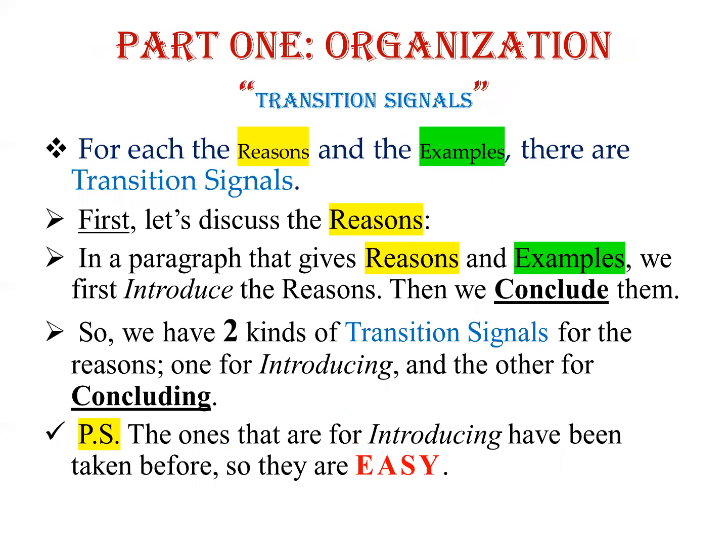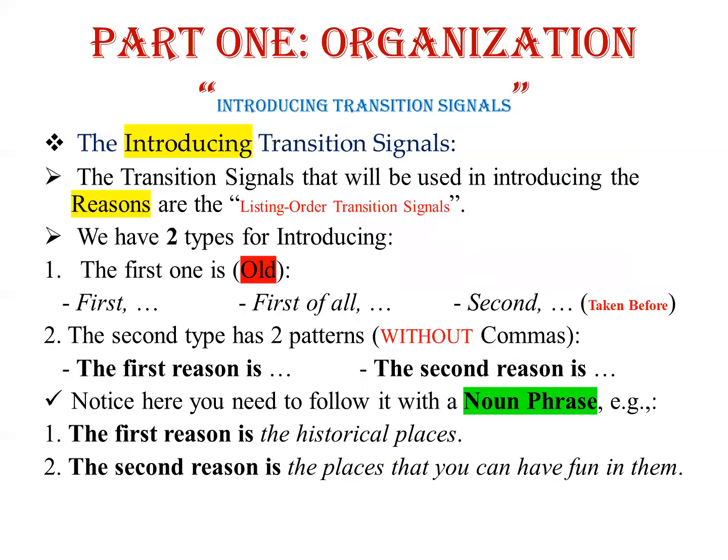For both the reasons and the examples, there are transition signals. First, we will be discussing the reasons. In a paragraph that gives reasons and examples, we first introduce the reasons, then we conclude them. So first we introduce, then we conclude. So there are transition signals for introducing, and there are transition signals for concluding. So we have two kinds of transition signals for the reasons: one for introducing and the other for concluding. Note, the ones for introducing have been taken before, so they are really easy. Right now we'll be seeing them.